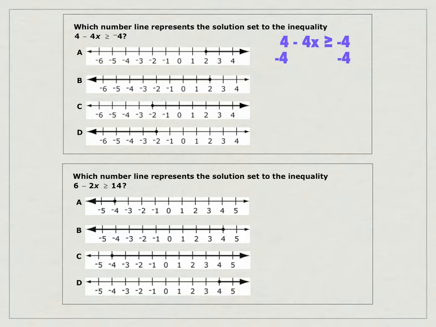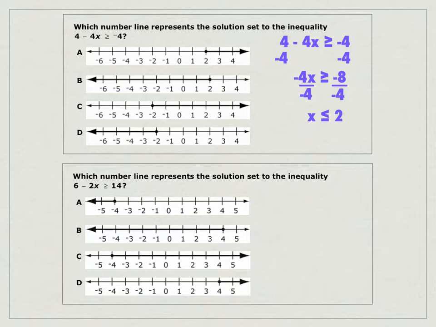When I subtract 4 from both sides, I'm left with negative 4x is greater than or equal to negative 8. Now I need to get rid of my negative 4 that's being multiplied by x by dividing both sides of the inequality by a negative 4. Again, just like in the last example, I'm dividing both sides by a negative number, which means my inequality symbol is going to flip, which means my final answer is going to be x is less than or equal to 2. I know I need a shaded in circle.